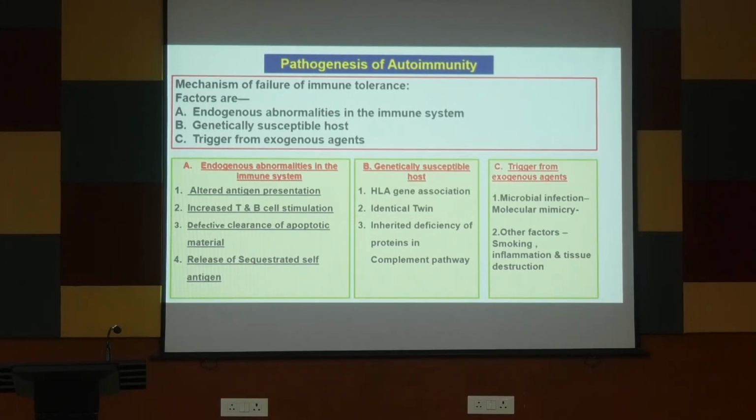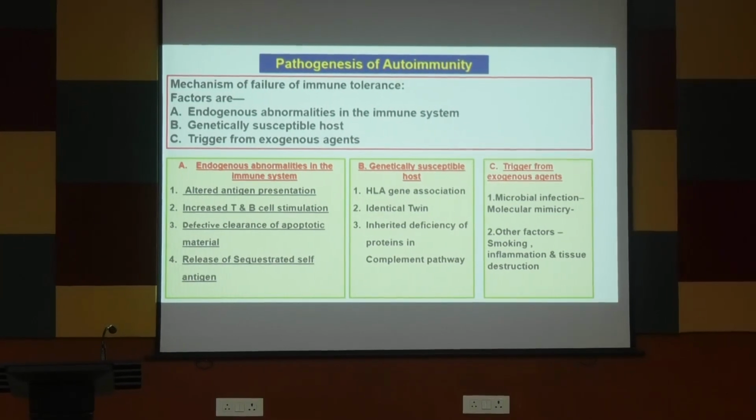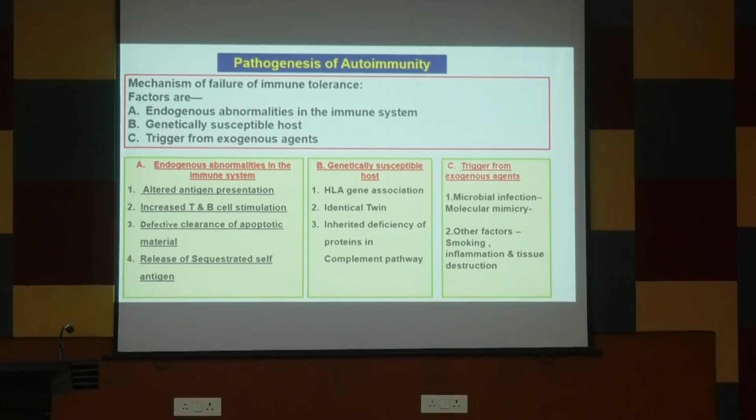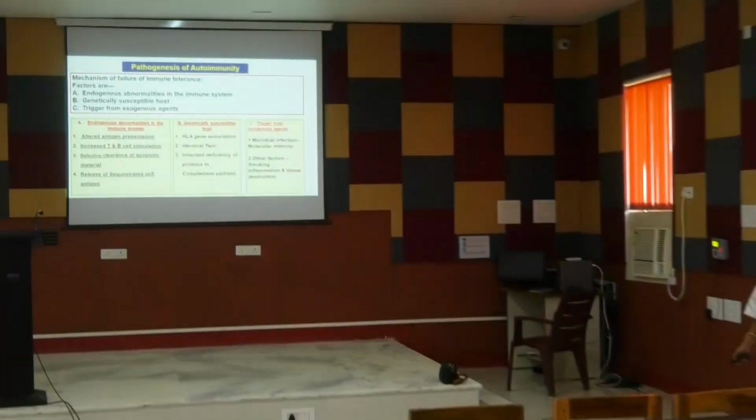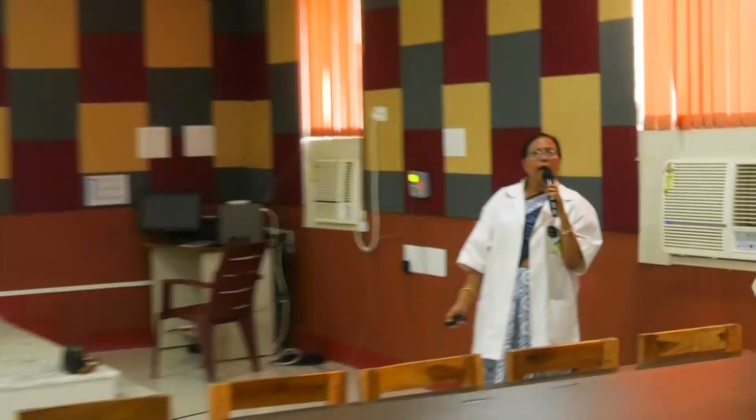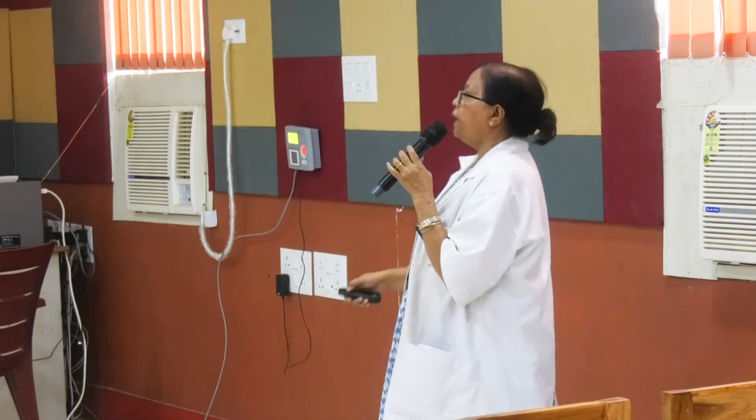When these are altered, they give rise to immune abnormality and thus opportunity. Some genetically susceptible hosts, that is the HLA genes, are responsible for some HLA-related diseases. As for example, ankylosing spondylitis is related to HLA-B27. So there are some diseases related to genetic abnormality and associated with autoimmunity.